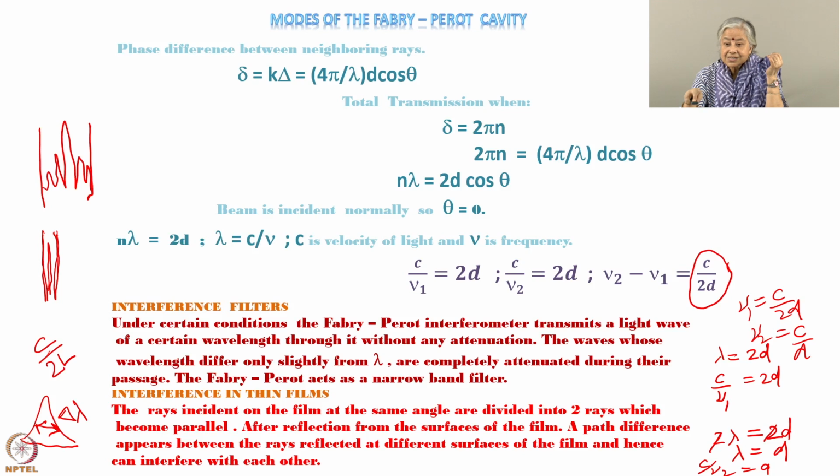And this c by 2D or c by 2L, the genesis of this formula is a Fabry-Perot. And I am comparing the Fabry-Perot to a laser resonator itself. Now in case of the laser resonator, the two mirrors are far apart, much more, there is a bigger distance. So the number of modes that can lase are much more.